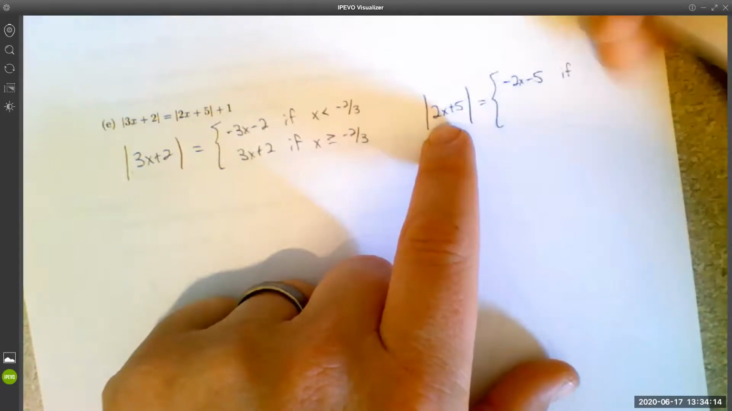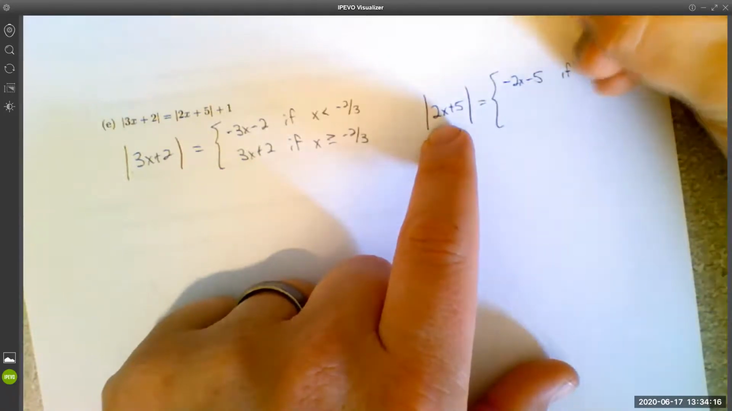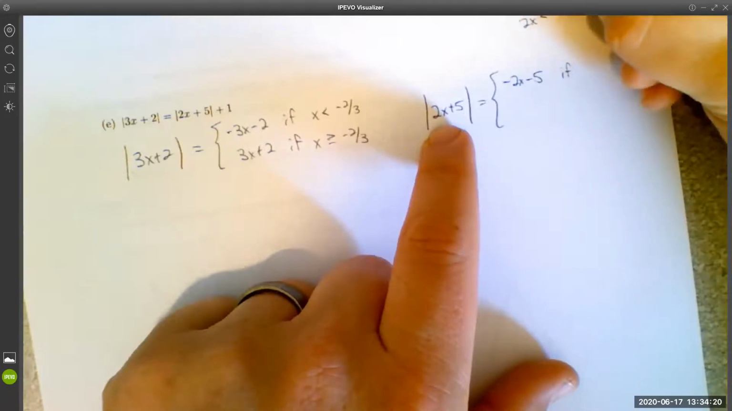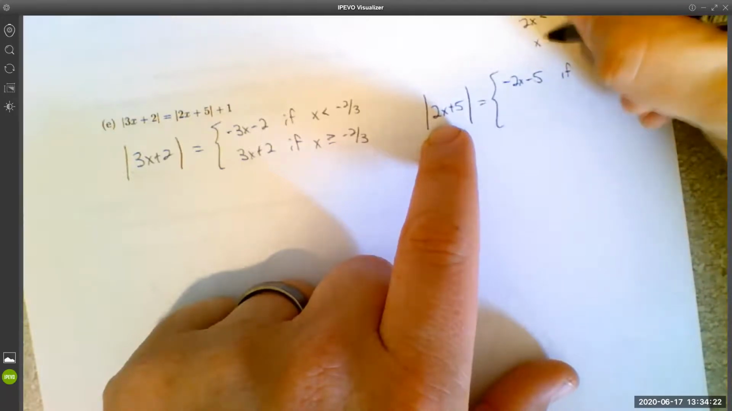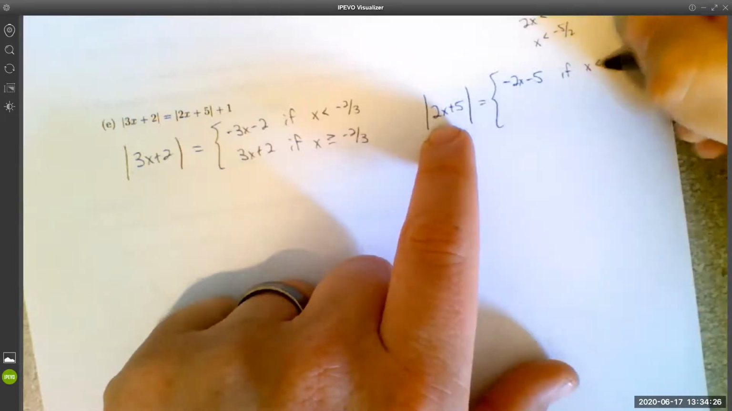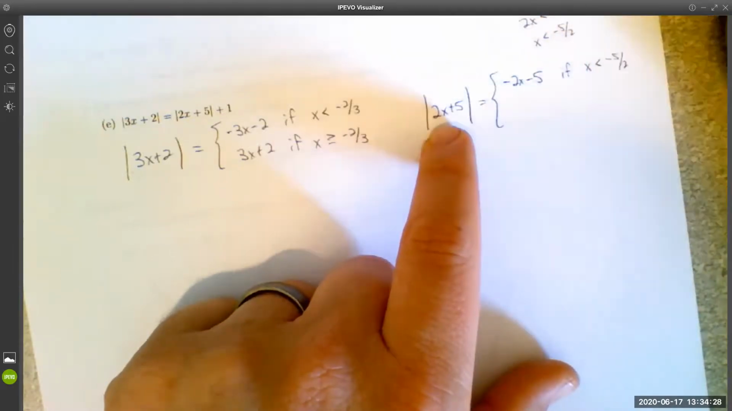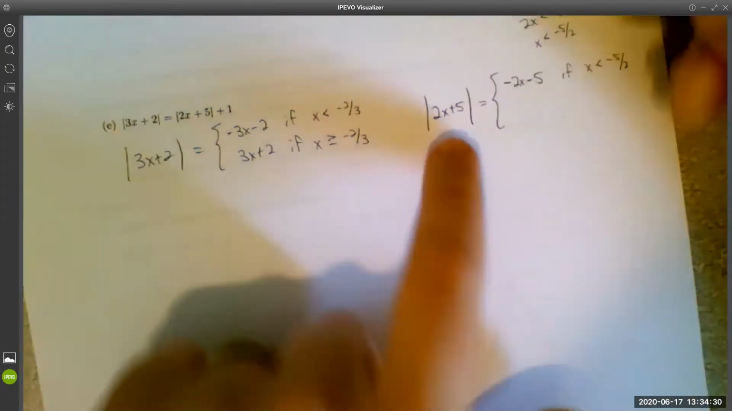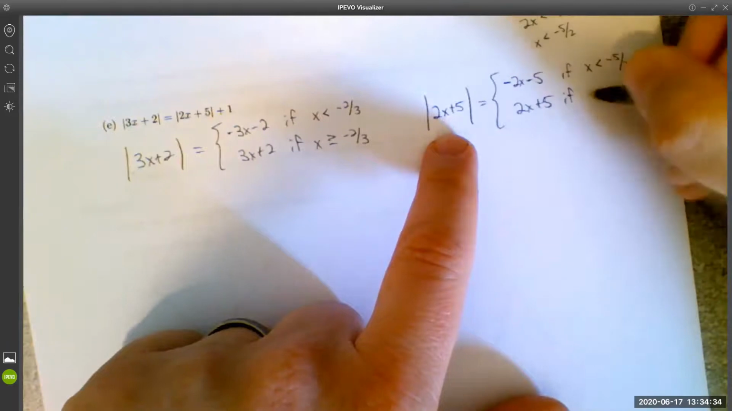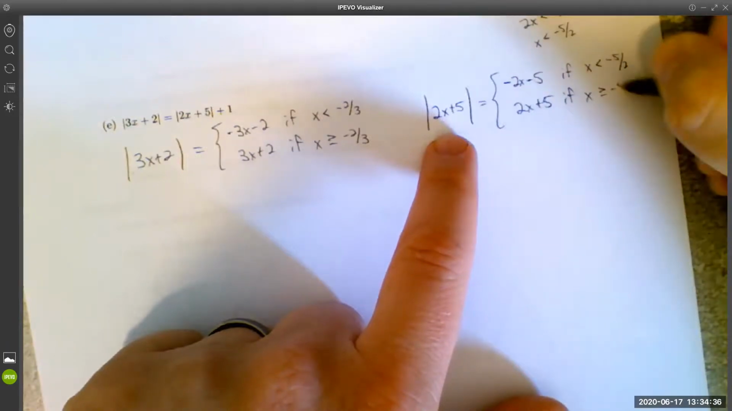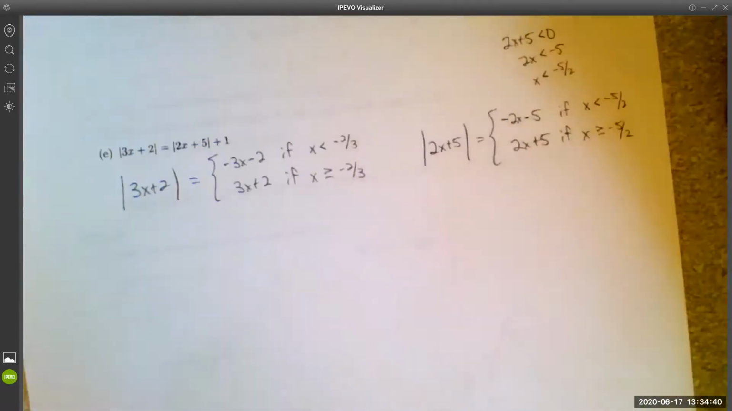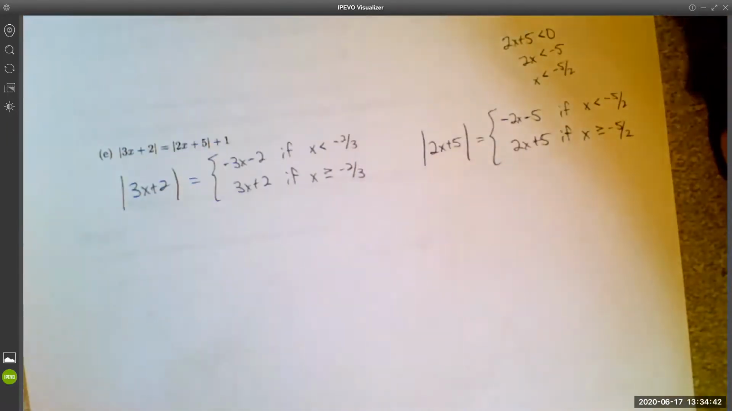I'm going to do some scratch work. If 2x plus 5 is less than 0, that would mean 2x would have to be less than negative 5. That would mean x would have to be less than negative 5 halves. So I'm just going to say if x is less than negative 5 halves. And then it's going to be positive 2x plus 5 if x is greater than or equal to negative 5 halves. So there are our piecewise definitions.